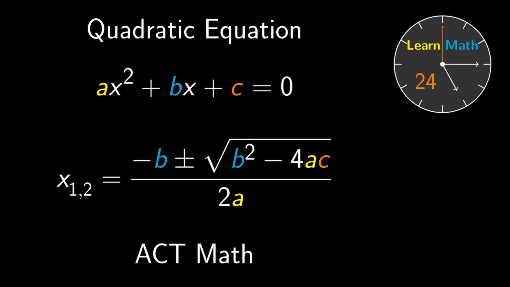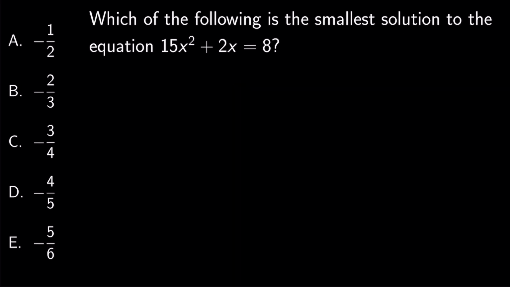In this video I'm going to solve a sample problem from the ACT Math test that involves the quadratic equation. I recommend you pause this video, solve the problem on your own, and then compare your solution with mine. Alright, let's solve this problem. Which of the following is the smallest solution to the equation 15x squared plus 2 times x equals 8?